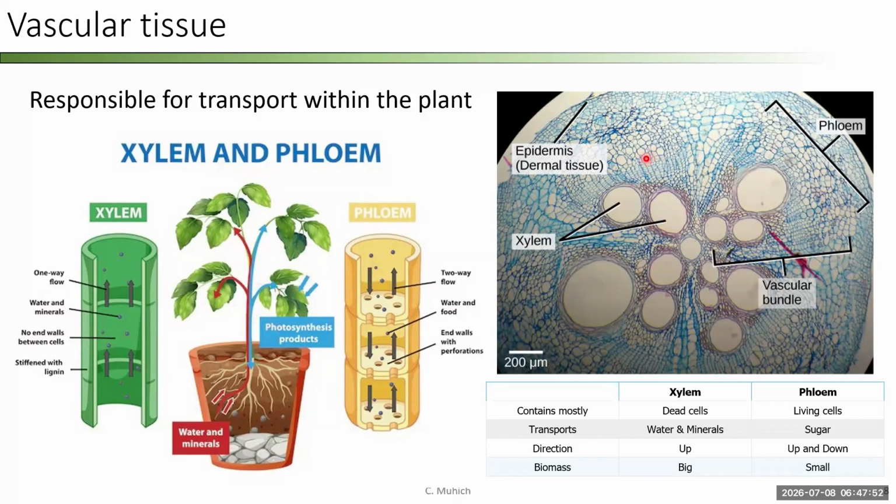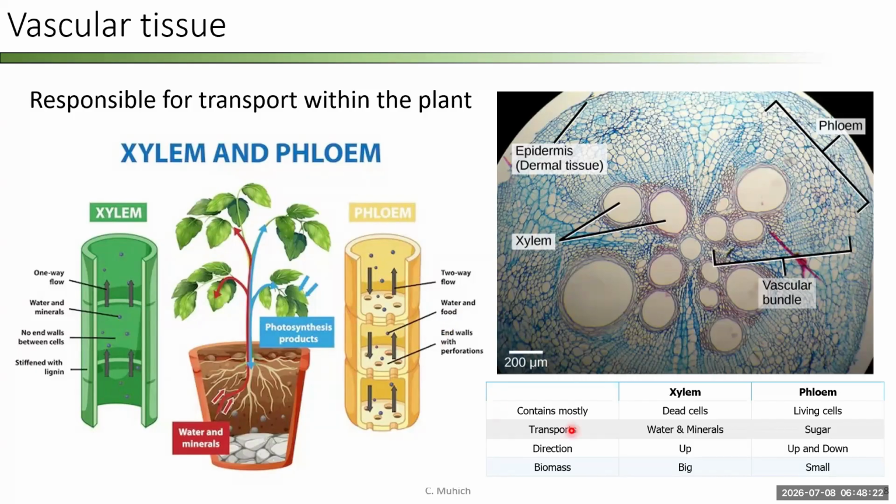These tend to be much smaller, so we can see in this structure over here much smaller cell types or structures than we did with the xylem. And so this is where we're going to get, in terms of sap collection, et cetera, coming out of these structures.